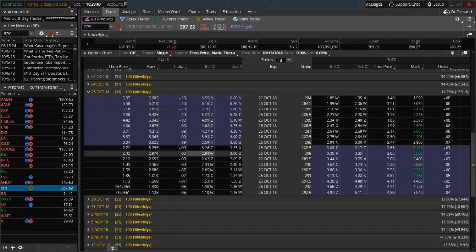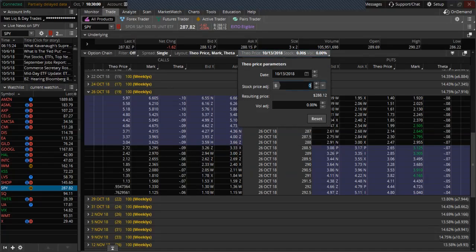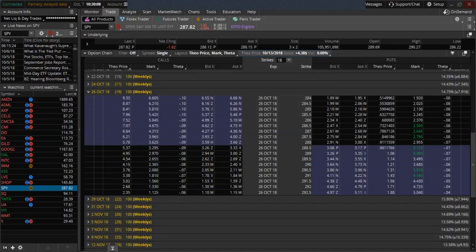2 weeks out ain't bad. 3 weeks, you're even better. Now, you can look at it as, okay, well, yeah, but my percentage return is going to be lower on that. So let's say it does hit your 292.50. Okay, so we're going to say it hits 292.50 on 10/13. Or well, it'd be 10/12.